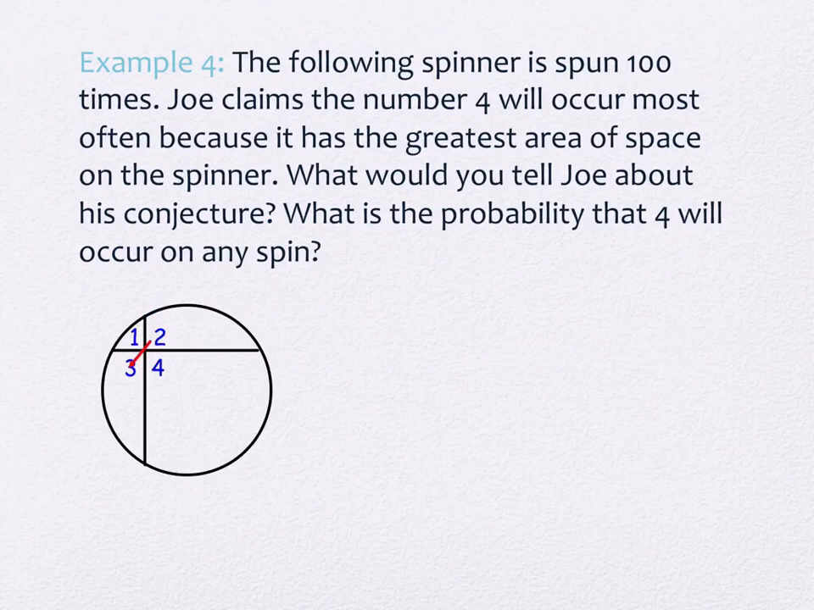Let's take a look at a dartboard. No, a spinner. Sorry, this one's a spinner. The following spinner is spun 100 times. Joe claims that the number 4 will occur most often because it has the greatest area of space on the spinner. What would you tell Joe about his conjecture, and what is the probability that 4 will occur on any spin? Two questions. Let's start with the first one. What about Joe's conjecture, his theory?